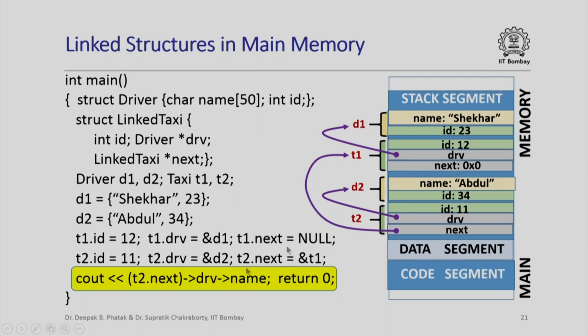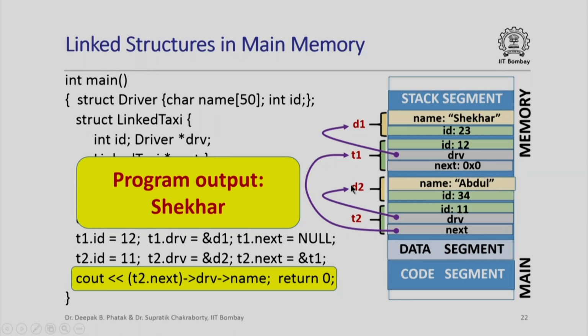So because of this arrow operator, we'll have to go to the object that that pointer points to, and we have to access the name field of that object, and there we get the string Shekhar, and therefore the output of this program is going to be Shekhar.